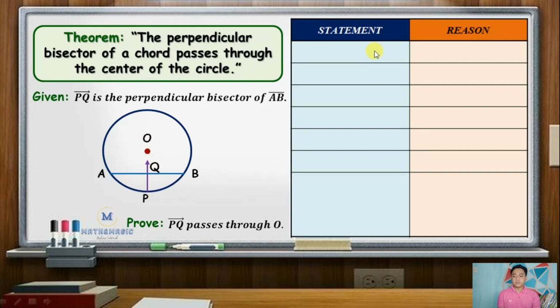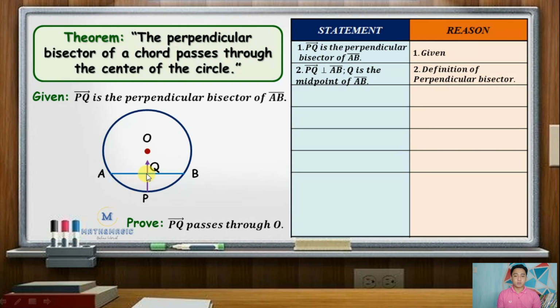Constructing our statement reason table, we will begin by stating the given assumption. First statement would be line PQ is the perpendicular bisector of segment AB. Reason would be it is given. This assumption is already stated in the beginning of the proof. For our second statement, if line PQ is perpendicular to chord AB, then Q is the midpoint of chord AB. Reason for this is the definition of perpendicular bisector.